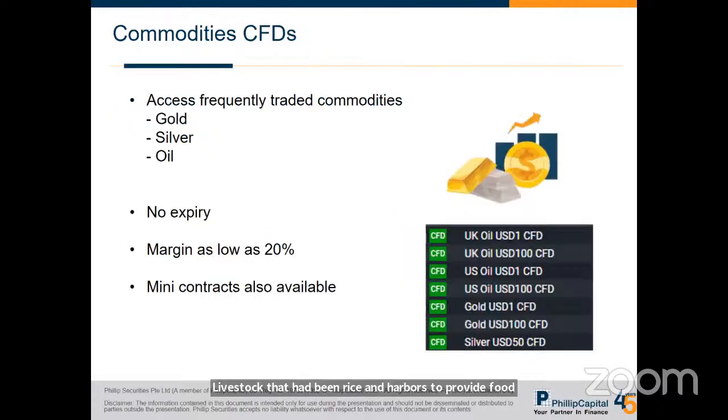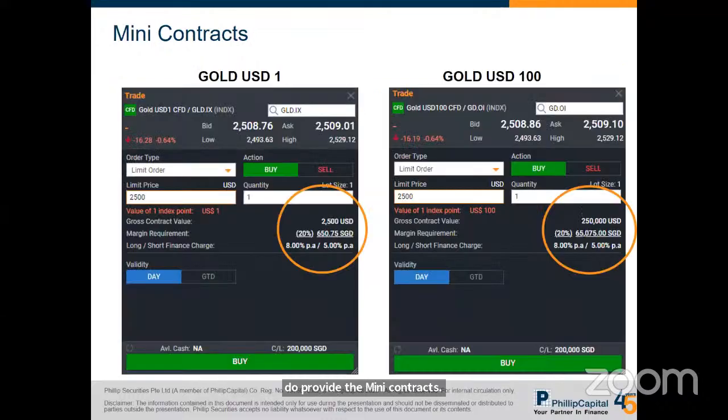So if you have used our platform before, we do allow you to trade on commodities, and these are the frequently traded commodities: gold, silver, and oil. There is no expiry and the margin is as low as 20%. We do provide the mini contracts. So what are mini contracts?